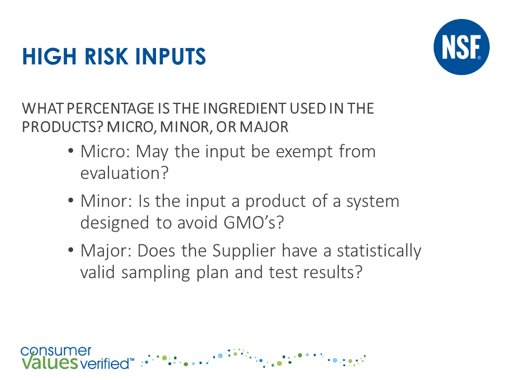If the input is determined to be high risk, as defined in the non-GMO project standards, you will need to consider the following. What percentage is the ingredient used in your products? Micro, minor, or major? Is the input a product of a system designed to avoid GMOs? Examples include organic certification and other non-GM identity preservation systems. The use of high-risk inputs will require more documentation. Things like asking, does the supplier have a statistically valid sampling plan and test results, will most likely come into play. NSF has a comprehensive decision tree that helps in determining which paperwork is needed for each type of inputted product, and you can request this from us.